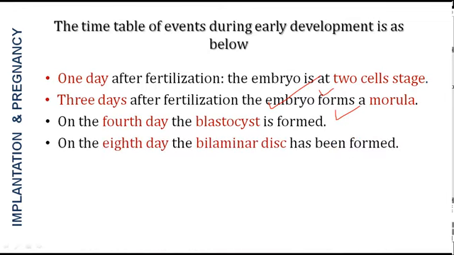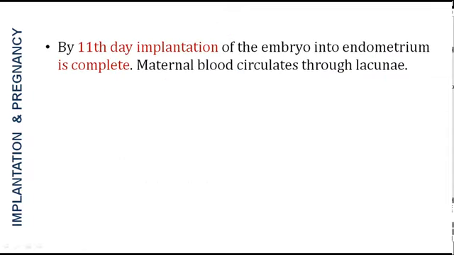So, the blastocyst rolls into the fallopian tube and comes into the uterus. On the 8th day, the bilaminar disc, that is epiblast and hypoblast, is differentiated. Now on the 11th day, implantation of the embryo into the endometrium is complete. That is, primary villi convert into secondary villi and maternal blood circulates through the lacunae.